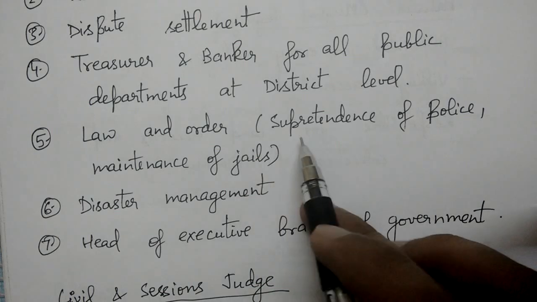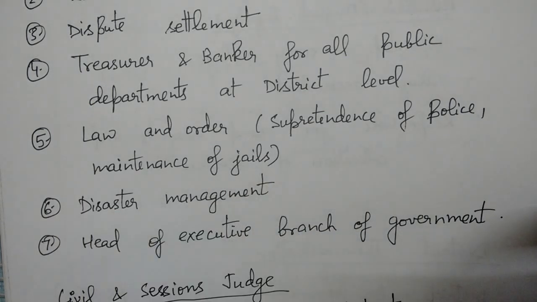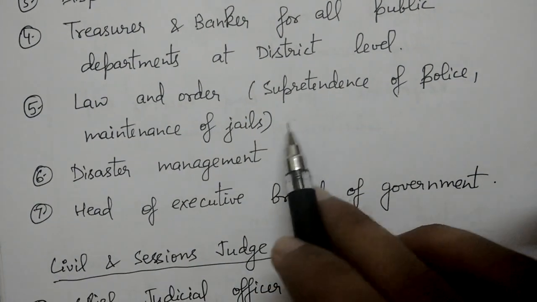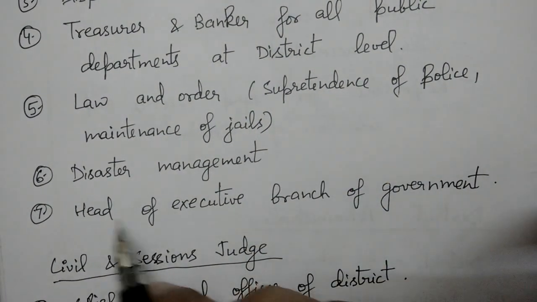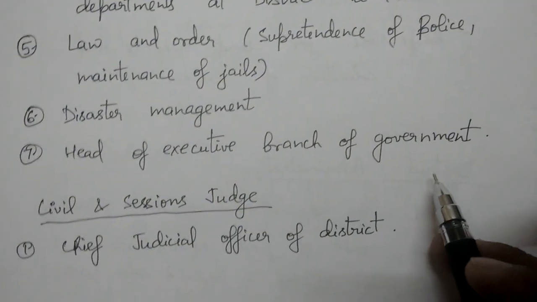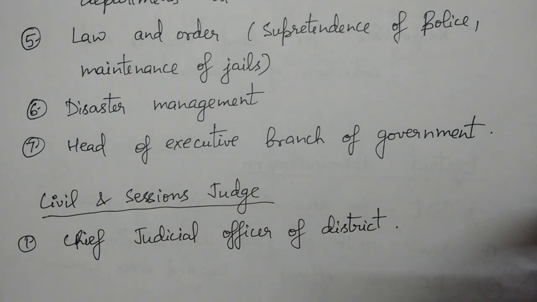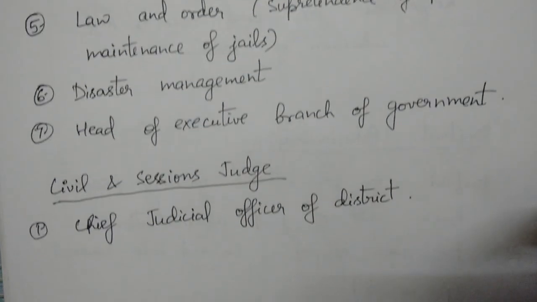Then law and order, superintendence of police, maintenance of jails. All these come under the district magistrate, and there are officers for these particular services, but still they were under the DC. Then disaster management, then head of the executive branch of government. So every executive order was passed by the signature of the district magistrate.